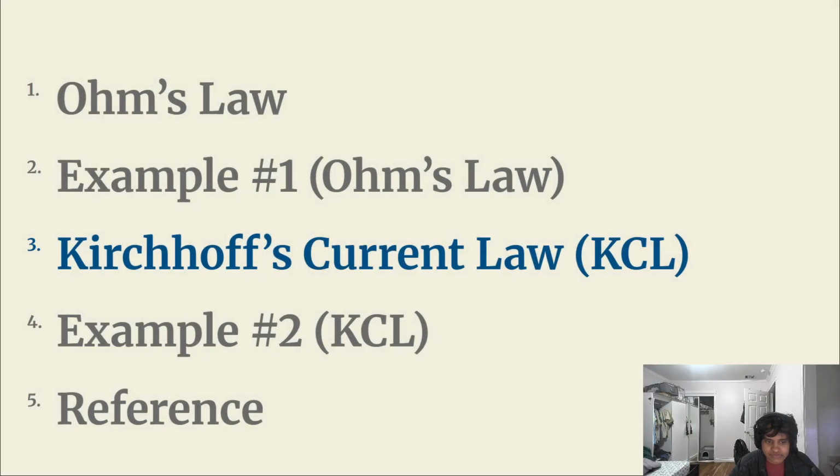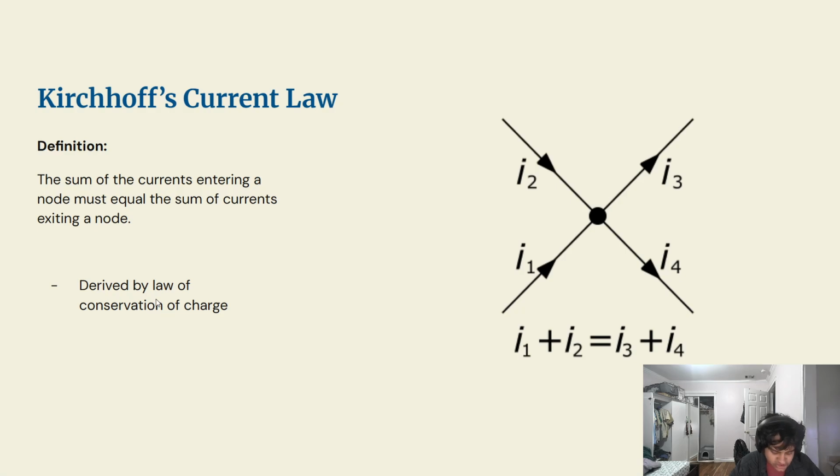Right? So, what does Kirchhoff's current law state? Kirchhoff's current law essentially states that as charge is conserved in the circuit, the sum of currents entering a node, or a point in the circuit or a junction, must equal the sum of currents exiting that node.